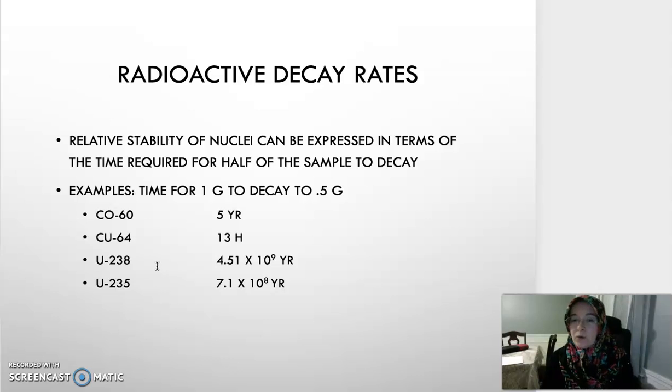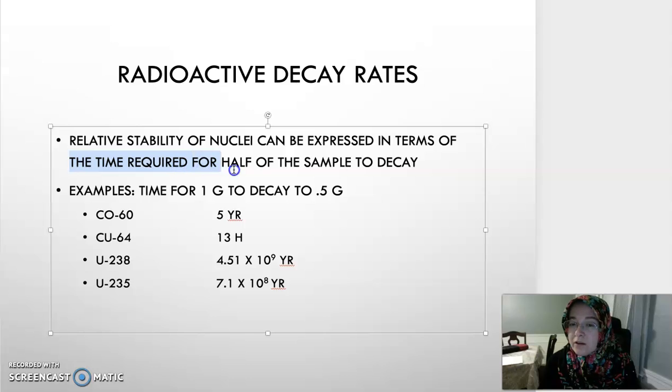Decay rates. For decay rates, we use the time required for half of the sample to decay, and it is called half-life. If you have 1 gram of radioactive material that decays to 0.5 gram, that time is the half-life. For example, you have the radioactive element cobalt-60. At the beginning, it is 1 gram. After 5 years, it is going to be 0.5 gram, and that is the half-life.